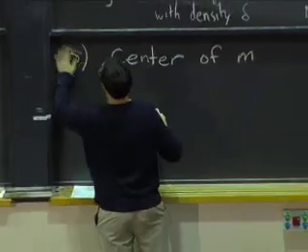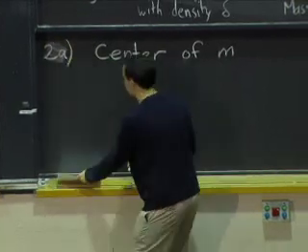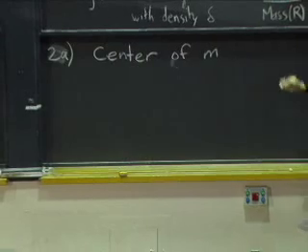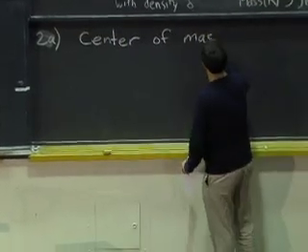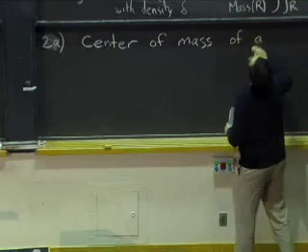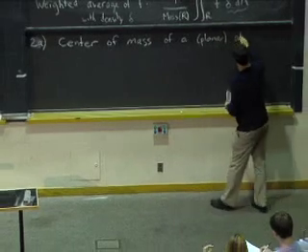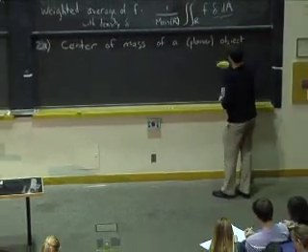Well, maybe I shouldn't call this 3. I should call this maybe 2a or whatever, because it's really a special case of the average value. So how do we find the center of mass of a flat object with density delta?